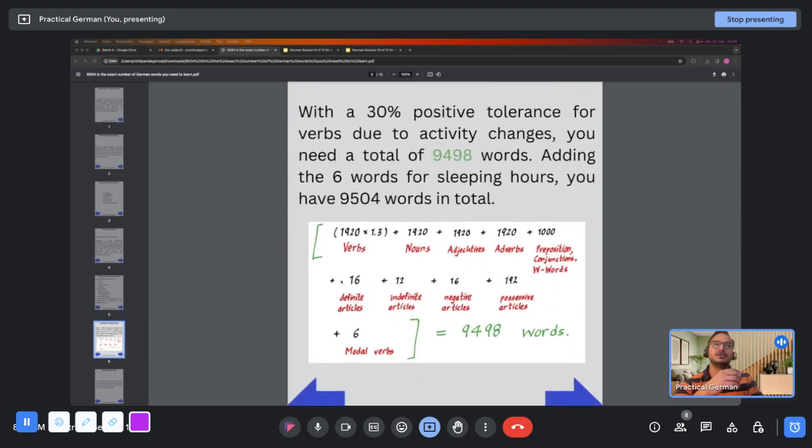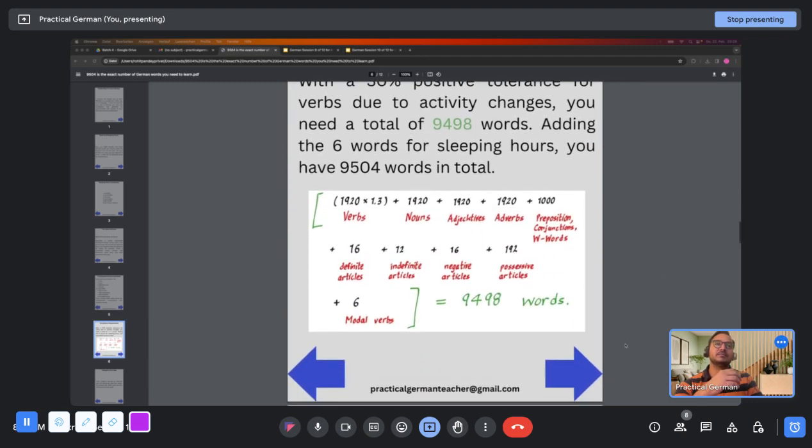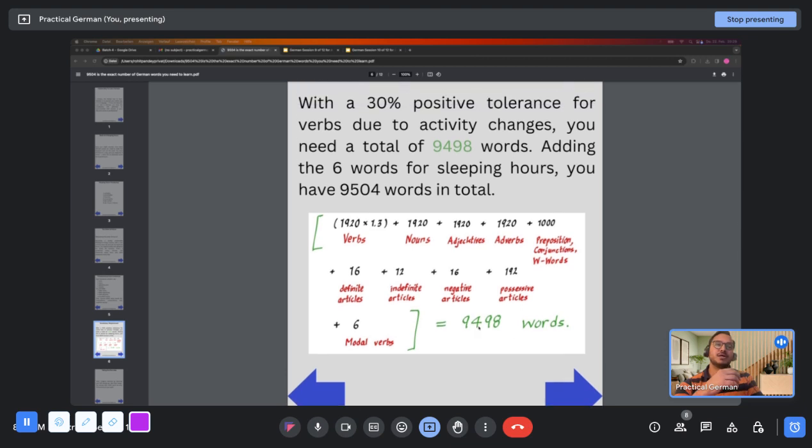At the end, if you do all the calculation, you will end up with 9,498 words. I hope my math is not wrong. If wrong, please let me know. Now this is less than 10,000 words. Now you may say, oh, 10,000 words is a lot. It's not a lot. If you do 50 words every day, it's not that much every day. Within 6 months, you will have enough words, all the vocabulary.